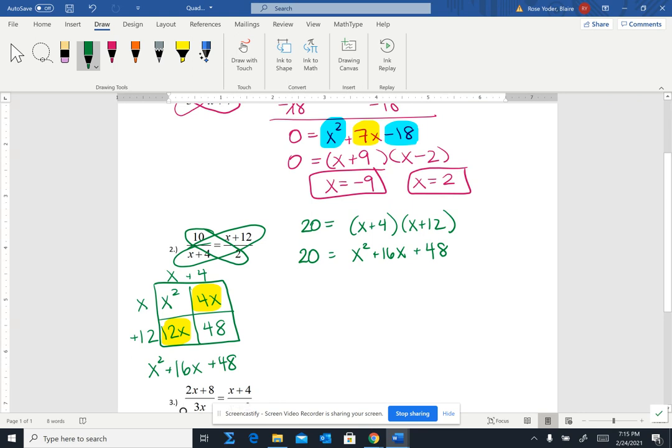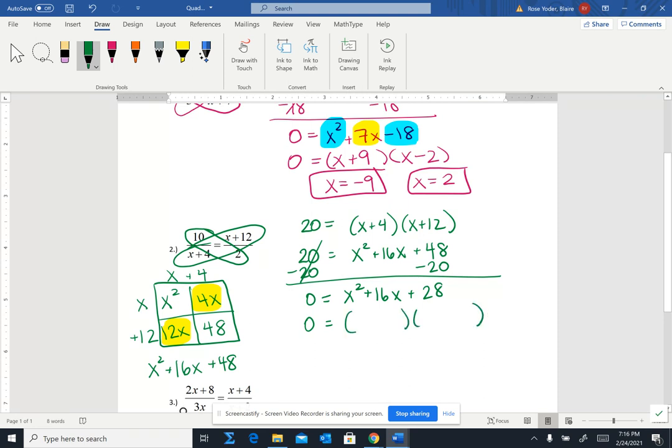What did we say in the last problem? In order to solve a quadratic equation, we need to get it to equal 0. So I'm going to go minus 20. This time there is a like term that I can combine that with. I have 0 on the left, and then I have x squared plus 16x plus 28. So I need to think about my factors of 28.